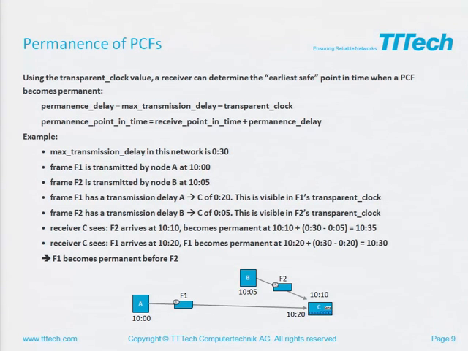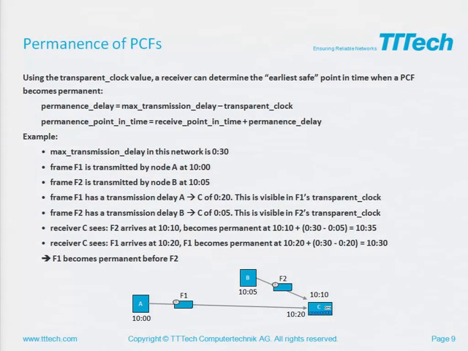So we calculate the permanence point in time as the receive point in time, so when the receiver receives the frame, plus this permanence delay. So we delay it virtually in the receiver. If we go back to this example, the frame from B arrives at 10:10, so the receive point in time is 10:10, plus this 30, which is our maximum transmission delay, minus this 5, which is how long the frame traveled from 10:05 to 10:10. And then we get 10:35.